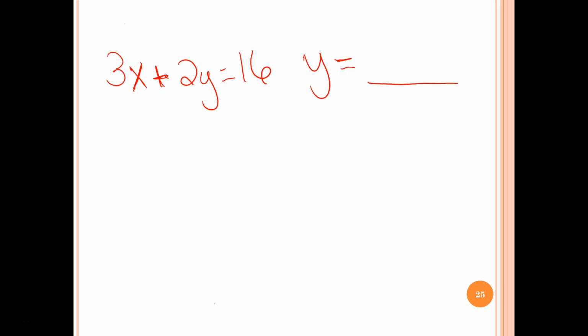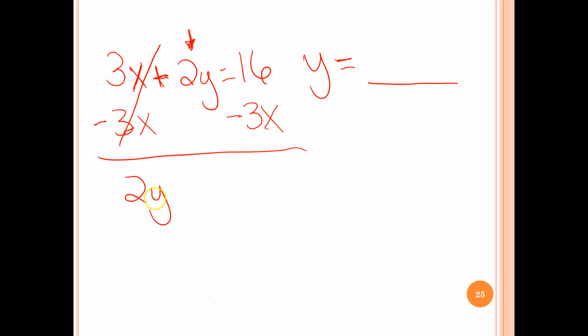So what we want to do is get not just 2y, but y by itself on one side of the equation. So since this 3x is added, let's go ahead and subtract it from both sides of the equation. And that leaves us with 2y equals 16 minus 3x. Now the last step, let's divide each term by 2, or each side of the equation by 2. So you can leave your answer like this, 16 minus 3x over 2.